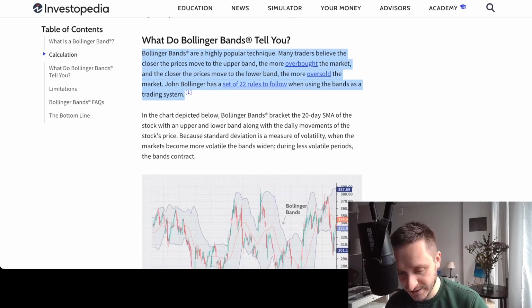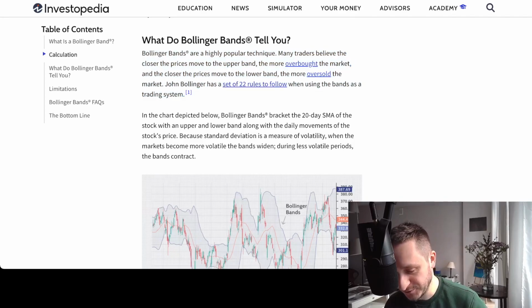So this is what you can see here. Bollinger Bands, a highly popular technique. Many traders believe that the closer the price moves to the upper band, the more overbought the market, and the closer the price moves to the lower band, the more oversold the market. And John Bollinger, who invented them, has a set of 22 rules to follow when using the bands as a trading system. So I'm going to link those as well, the set of rules, but let's have a look at how it looks on the ETH price.